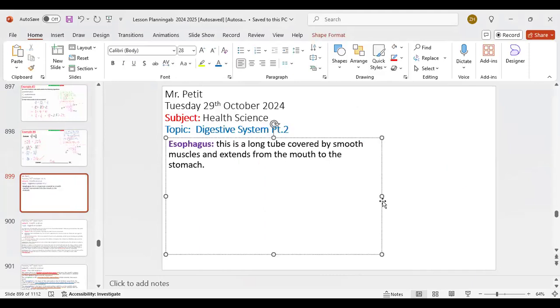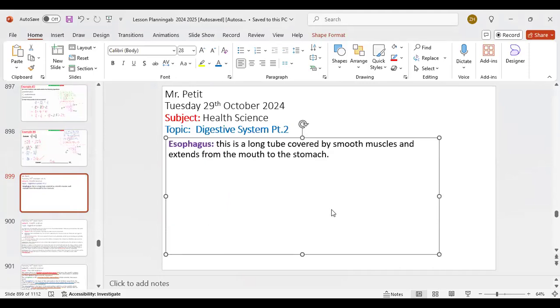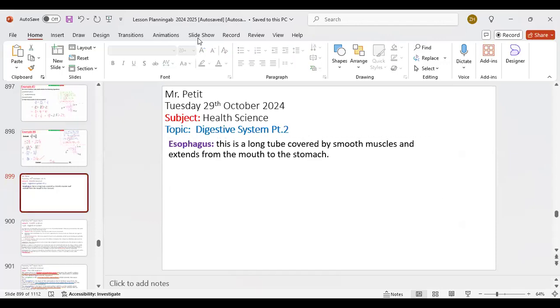Sometimes people spell it with the O at the beginning. So what two structures are connected from end to end on the esophagus? Well, the first part on the top is the mouth. And at the bottom is going to be the stomach. Very good. This is a long tube covered with what type of muscles? Smooth muscles.